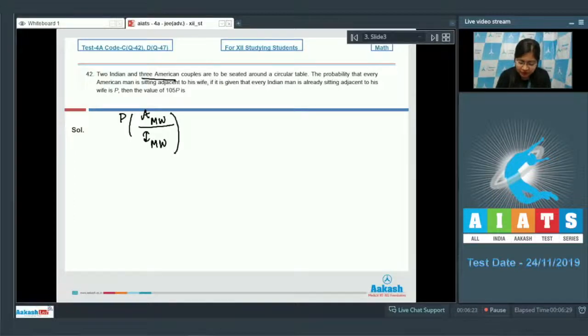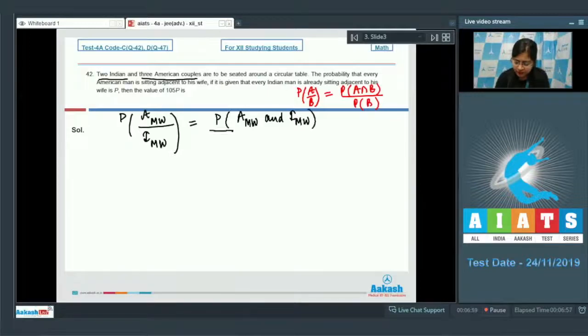So we have here 3 American couples and 2 Indian couples. We already know the formula that the probability of A given B is equal to the probability of A intersection B divided by the probability of B. So let's apply it over here. It is equal to the probability when the American couples are sitting together and the Indian couples are also sitting together, divided by the probability that the Indian couples are sitting together.